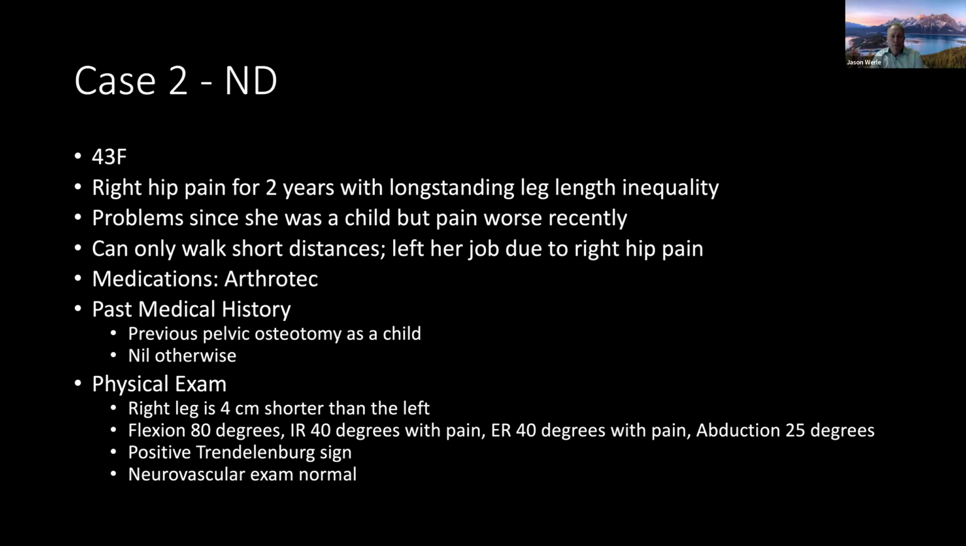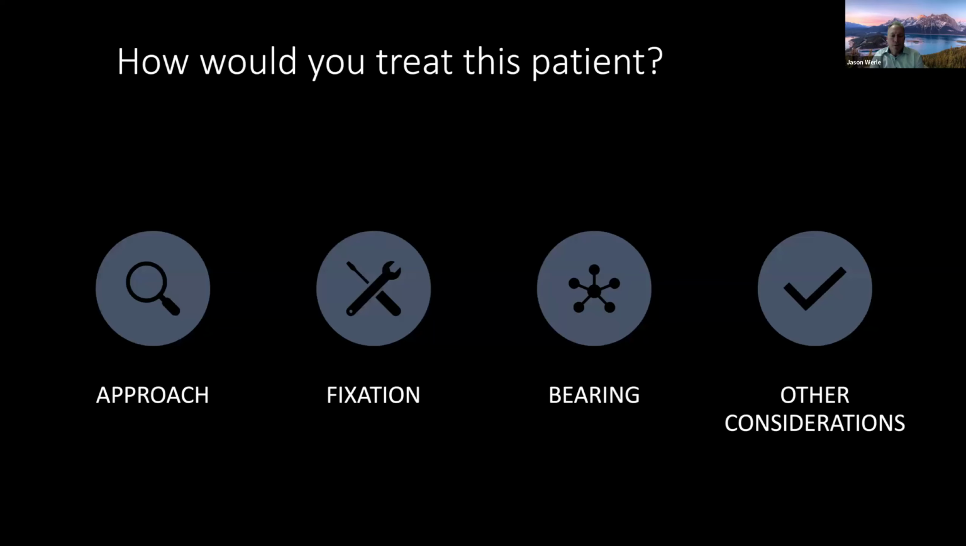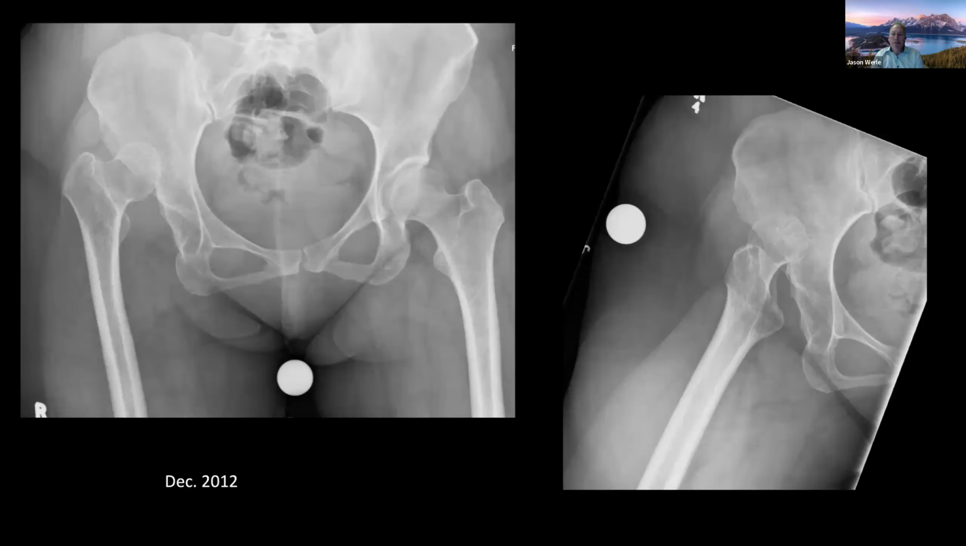On the exam, she's got a really significant leg length discrepancy, about 4 centimeters short on the right side. She can only flex to about 80 degrees, but she has a fair amount of internal and external rotation with pain and can abduct the hip, but it's somewhat limited. Positive Trendelenburg sign, neurovascular exam normal. And these are her x-rays. So the same kind of questions: approach, fixation, bearing, other considerations. So who wants to go first now? How about Raj?